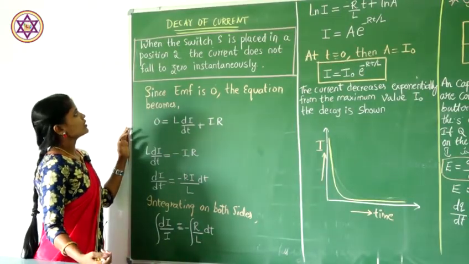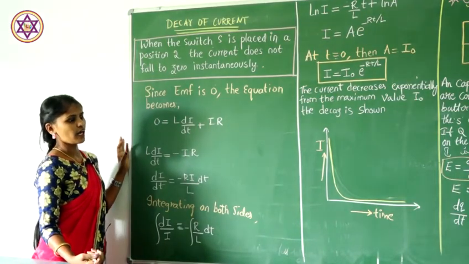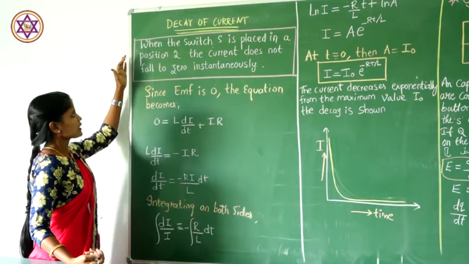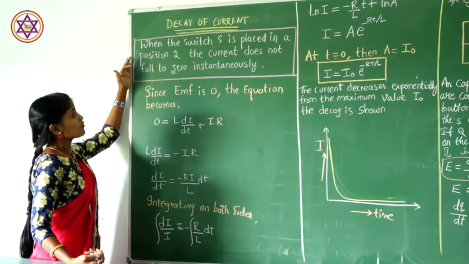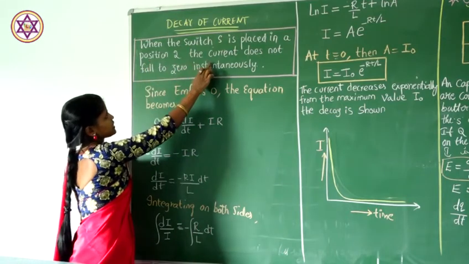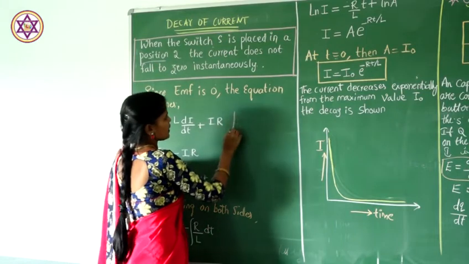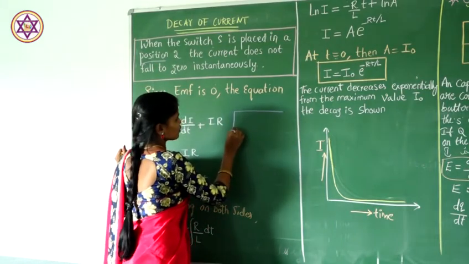Next is decay of current. First, we know the growth of current in an RL circuit. Next is decay of current in an RL circuit. Here, we consider the case when the switch S is placed in position 2.